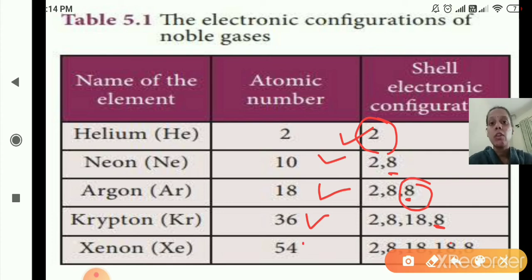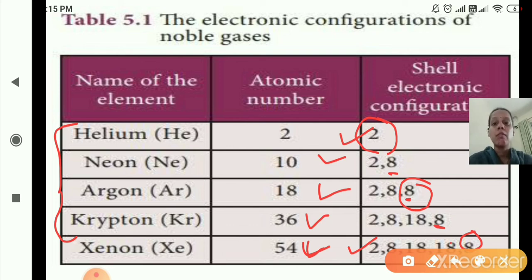Now the next one is xenon. As it has 54 electrons, how will they be arranged? The electronic configuration is 2, 8, 18, 18, 8. In the outermost shell, or the last shell, there are 8 electrons. So xenon also has an electron octet. So these are the names of the inert gases or the noble gases. As they have 8 electrons in the outermost shell, they have an electron octet, so they will not lose electrons and they will not gain electrons. So their valency is 0.